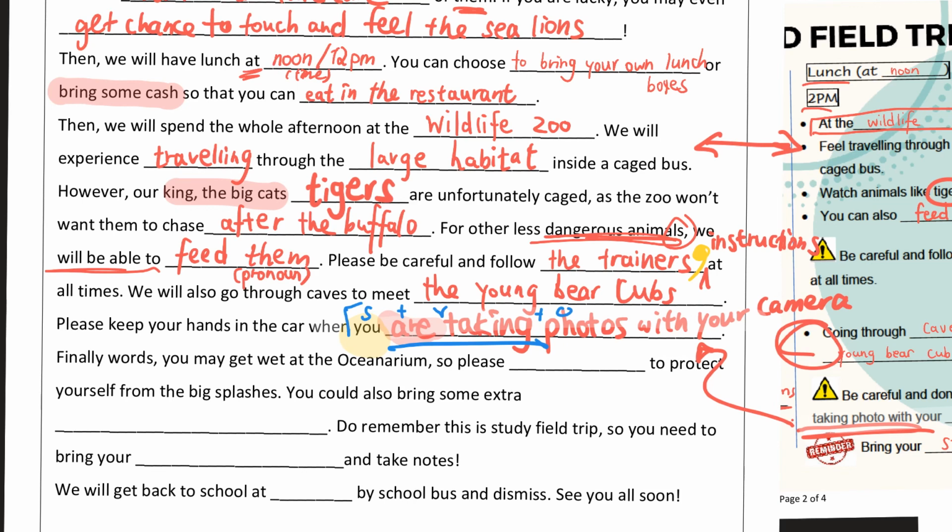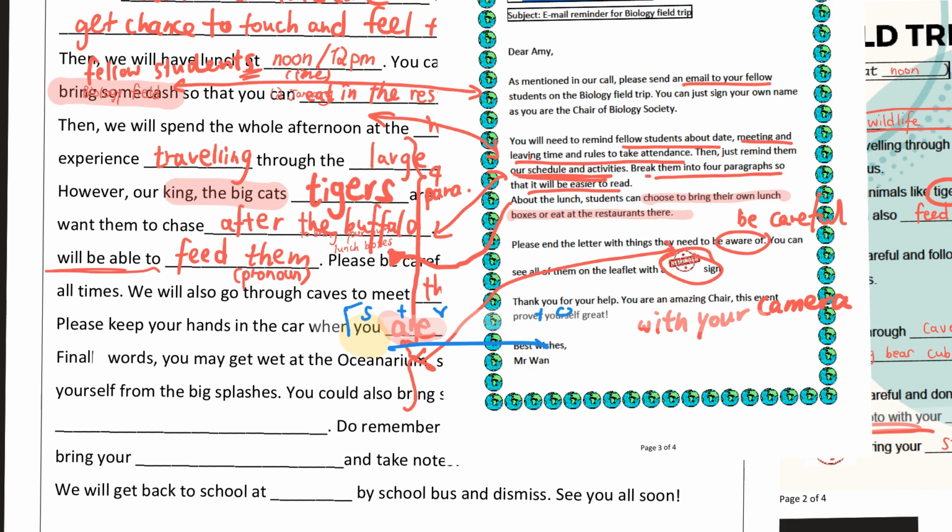So, final words. You might get wet at the oceanarium. Okay, I'm so sorry, it's a typo here. Oh my God, so shame. Final words. You might get wet at the oceanarium. So what is the kind reminder for you? Let's take a look at this again. Here, according to the letter, we can see that we end the letter with things you are aware of. So you can see all of them with this sign. We need to look from here, all the red signs, the reminder signs.